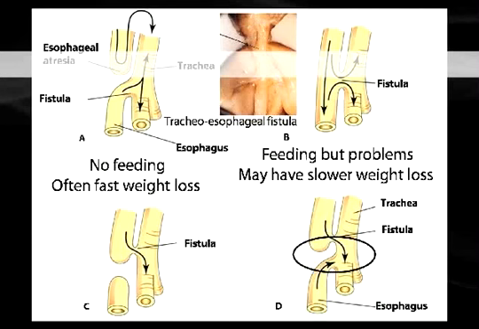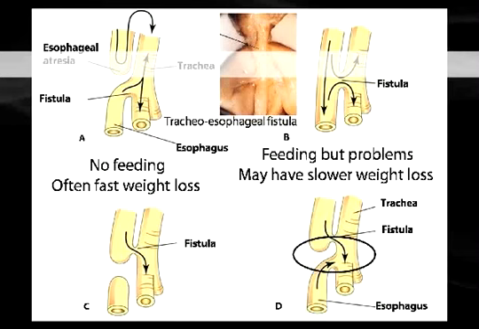Here we can look at a few of those developmental problems. The first is this esophageal atresia with a blind-ending esophagus and a fistula that goes from the trachea. This is what we'd have in the scenario prior. Then you can see that these two scenarios are not going to allow the baby to feed, and they're certainly not going to gain weight as quickly.